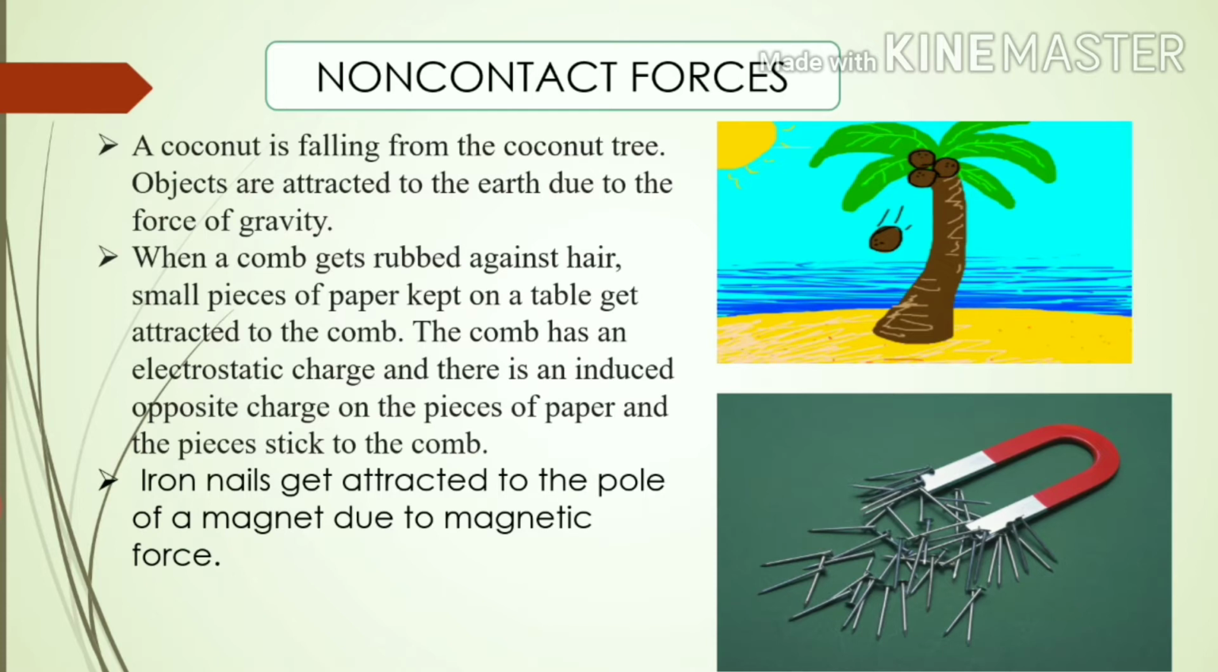Iron nails get attracted towards the poles of the magnet due to the magnetic force. In all these three examples, you will see that the two objects are not in contact with each other, but then also a force is present between them, and that force is called the non-contact force.